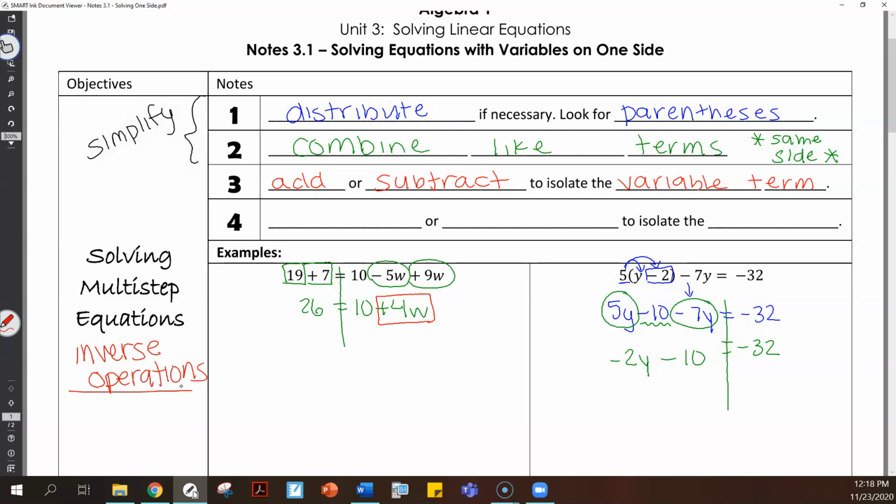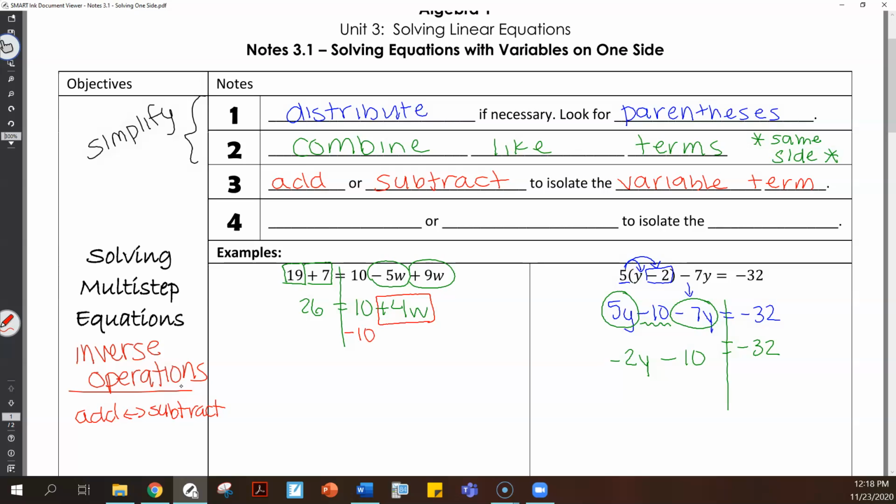Inverse operations are just opposite operations that undo one another. So when I have adding, I can undo that by subtracting, and vice versa. If I'm subtracting, I can undo that subtraction by adding. In this case, I have a positive 10. That 10 is positive, so I'm going to subtract 10 to get rid of it.